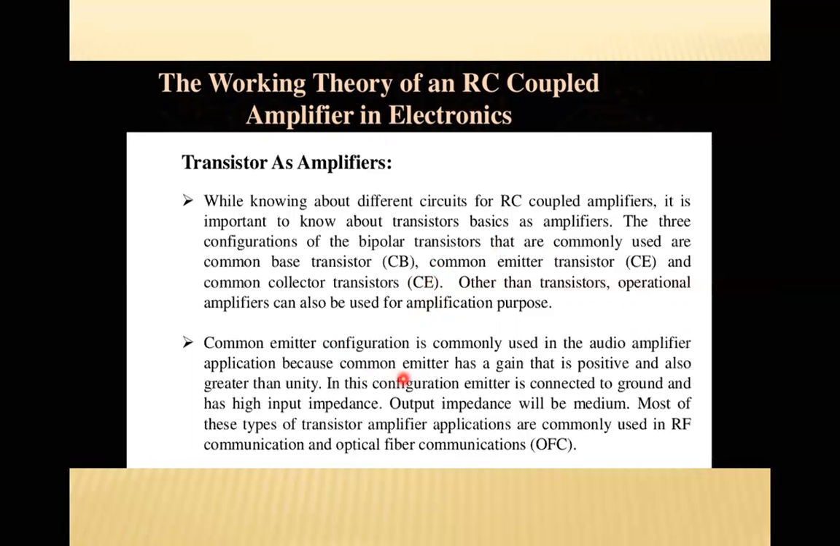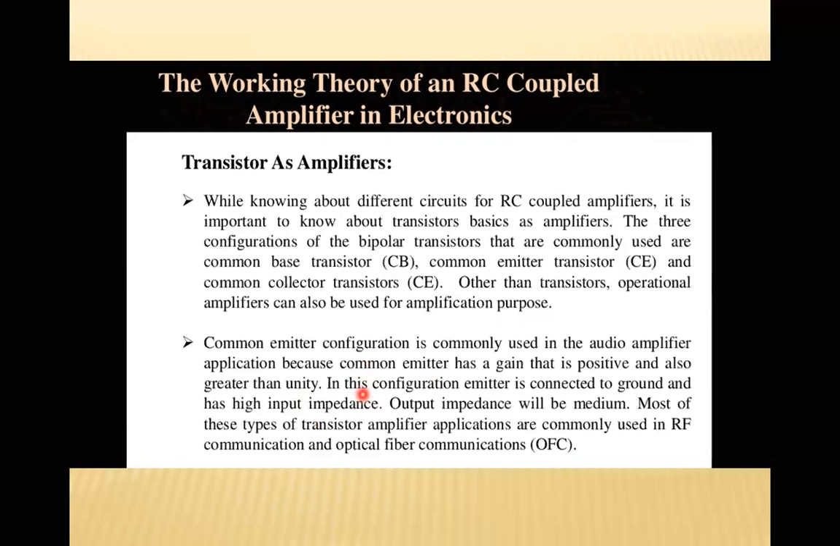Common emitter configuration is commonly used in audio amplifier applications because common emitter has a gain that is positive and also greater than unity. In this configuration, the emitter is connected to ground and it has high input impedance. Output impedance is low to medium, we can say. Most of these transistor amplifier applications are commonly used in radio frequency communications and optical fiber communications. This is all about common emitter.